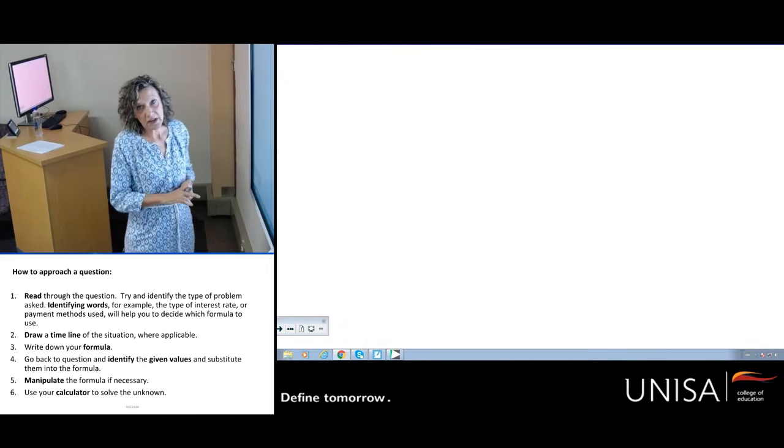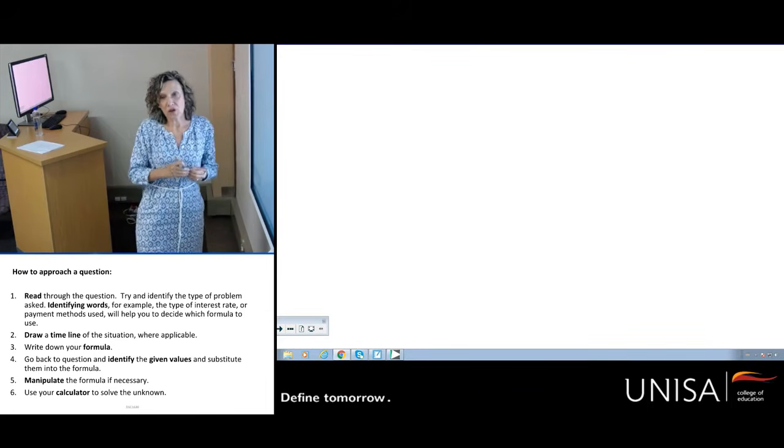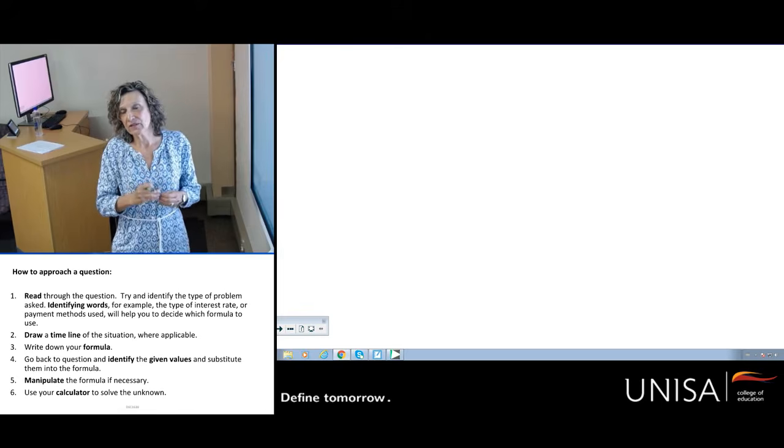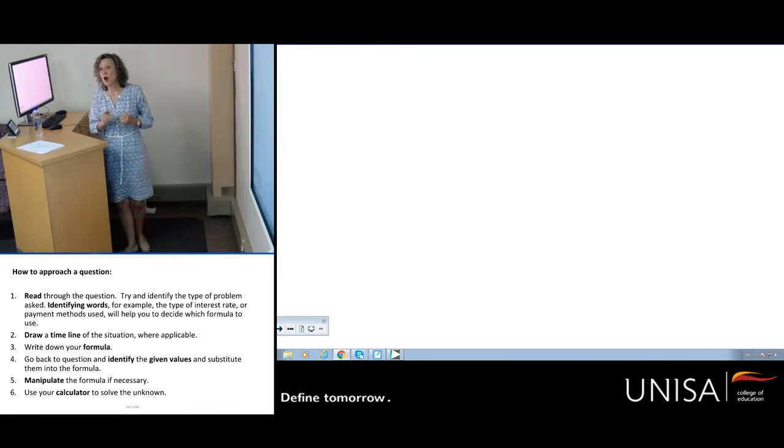Now, the first thing that I indicate there is normally read through your question and try and find that identification word of the problem. So you need firstly to ID the type of problem you're working with. Secondly, you will draw a timeline of that situation and you fill in all your specific values that you have or that was given to you on your timeline. Now, together with the identity words or ID words as I call them, you write down your formula as well.